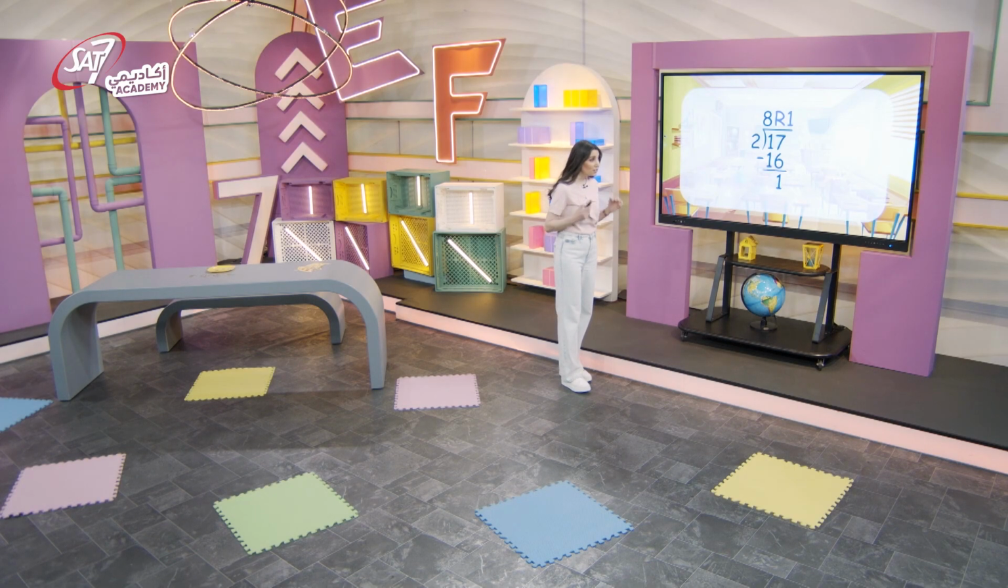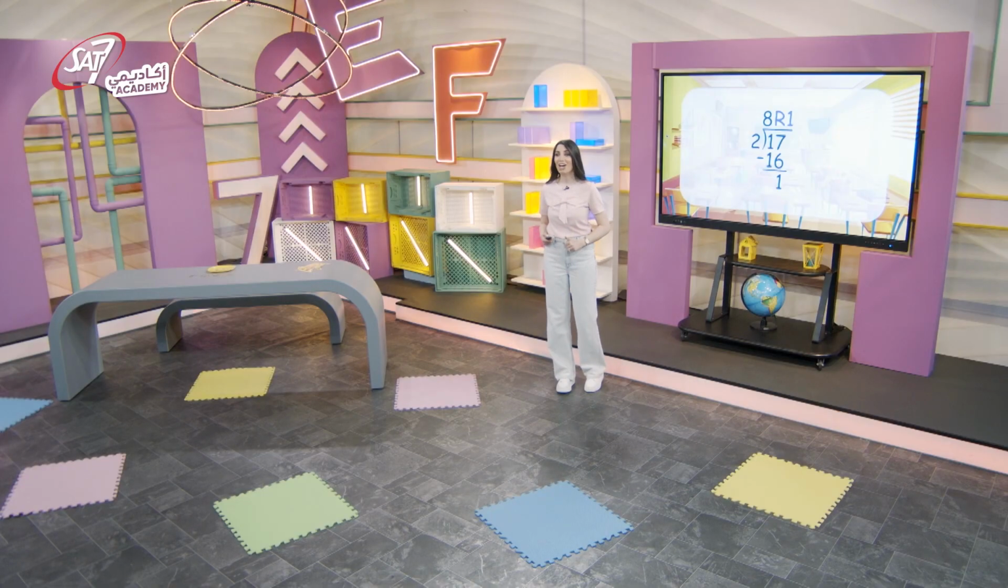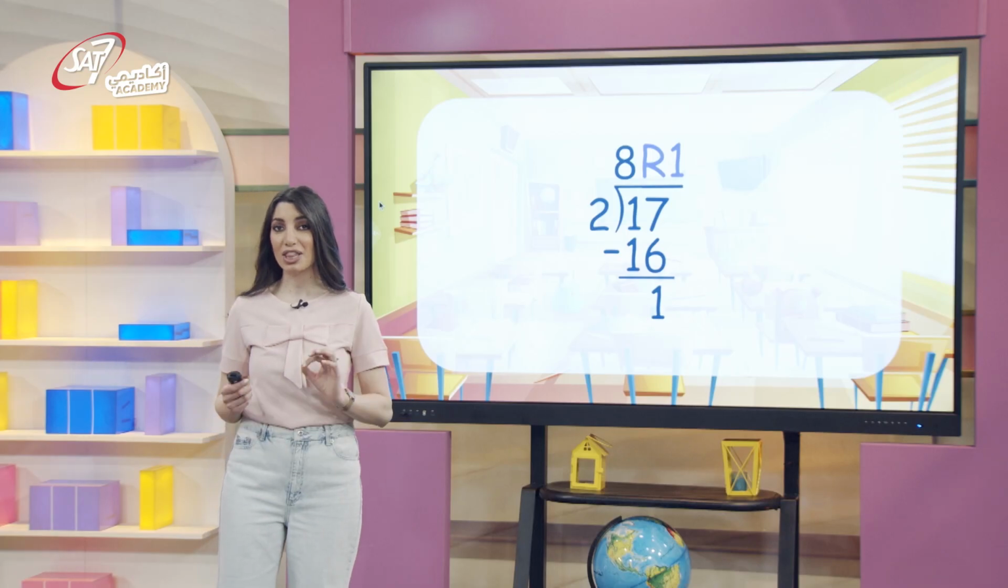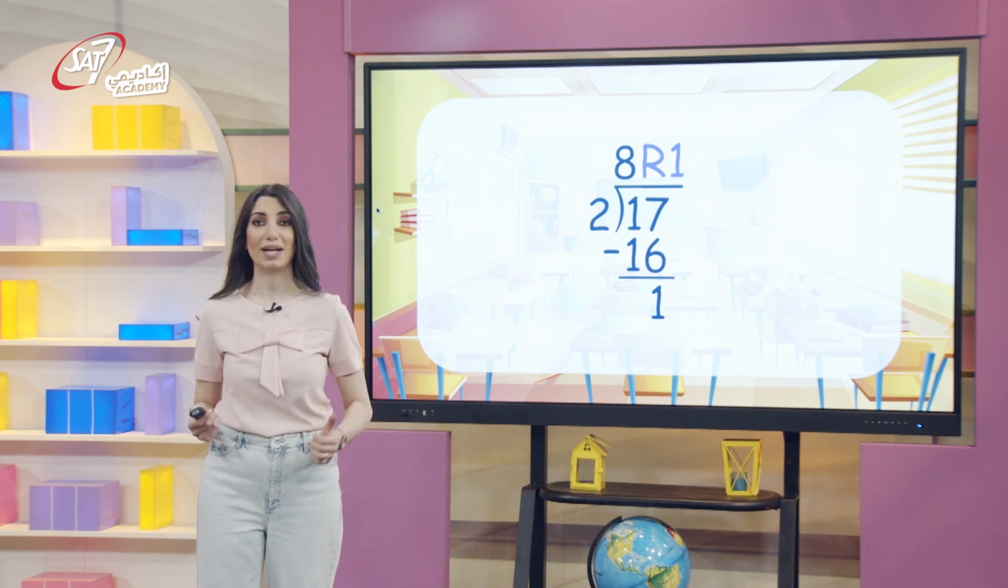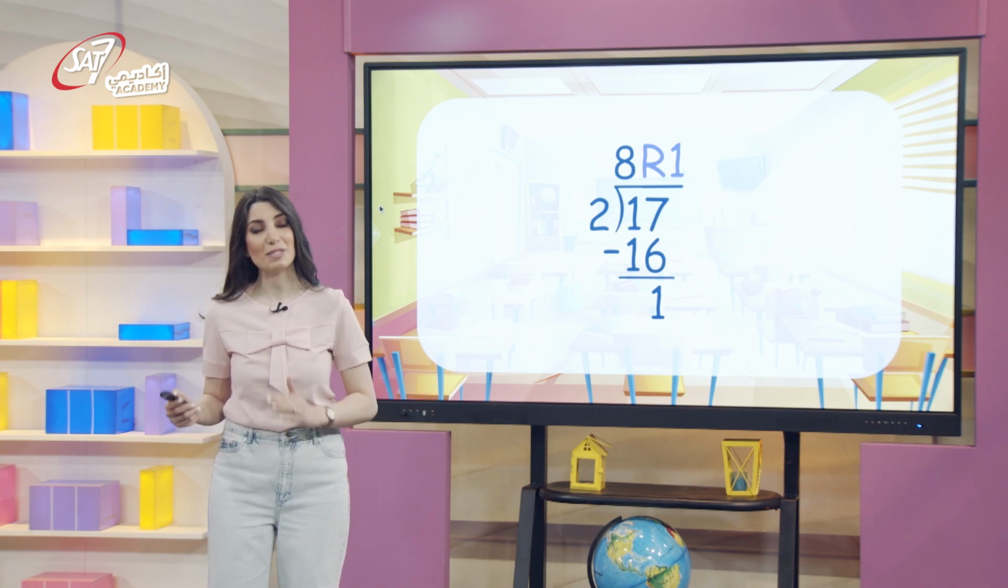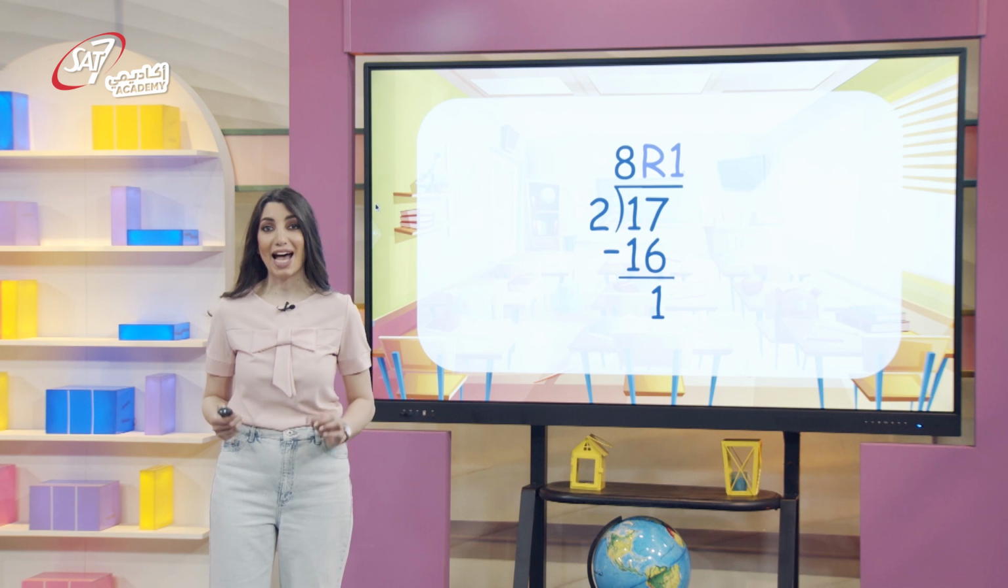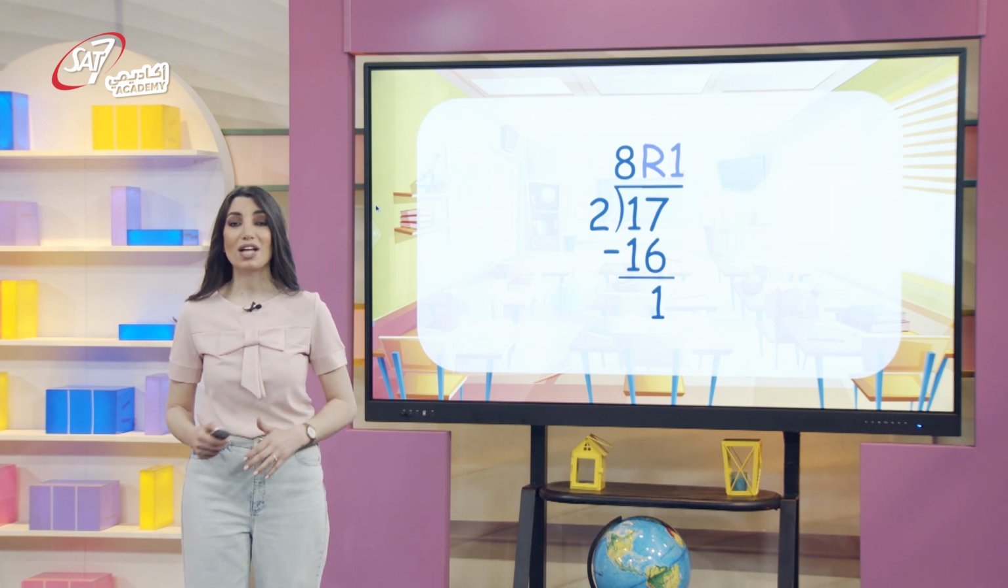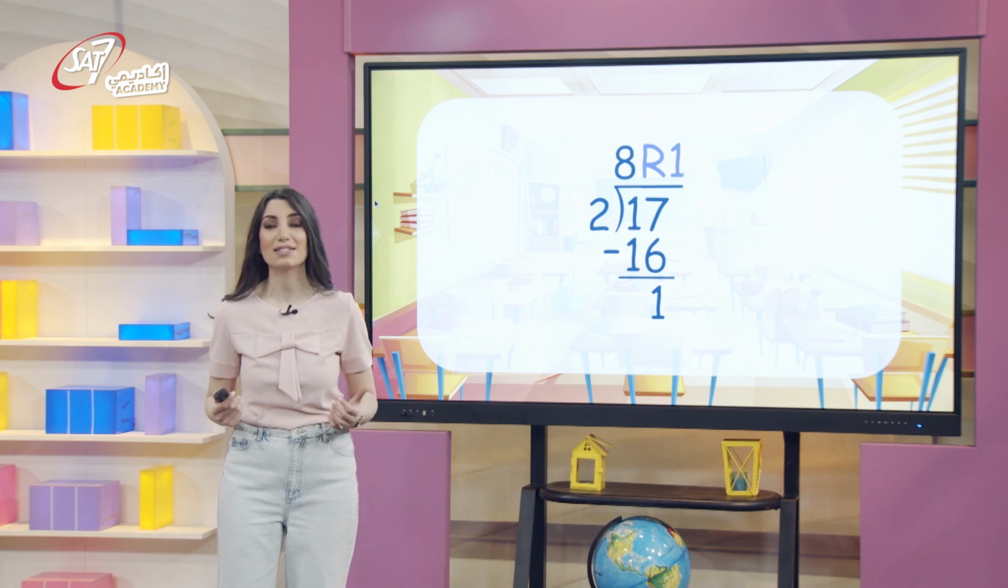We've placed every 2 of the 17 students on a desk, and we ended up having 8 desks and 1 student without a desk. Logically speaking, we need 9 desks. That 9th desk will not be fully occupied. There will be an empty space beside that student, but we have to get 9 desks so that all students would have a place to sit.